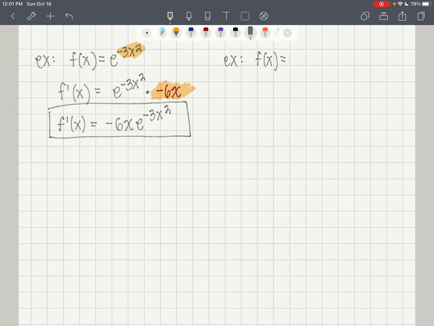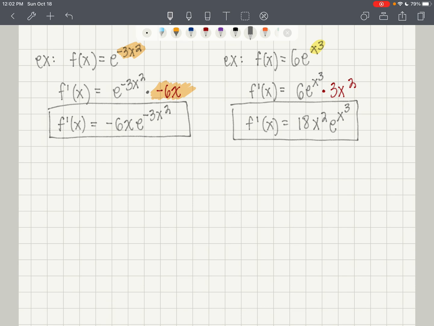Okay, here's another. f of x equals 6e to the x cubed. So we're going to have f prime of x is going to equal the same function, 6e to the x cubed, and then we're going to need to find the derivative of the exponent, and the derivative of the exponent is 3x squared. So our final answer is going to be 6 times 3, which is 18, x squared e to the x cubed. So that's an exponent to an exponent. It's pretty interesting.